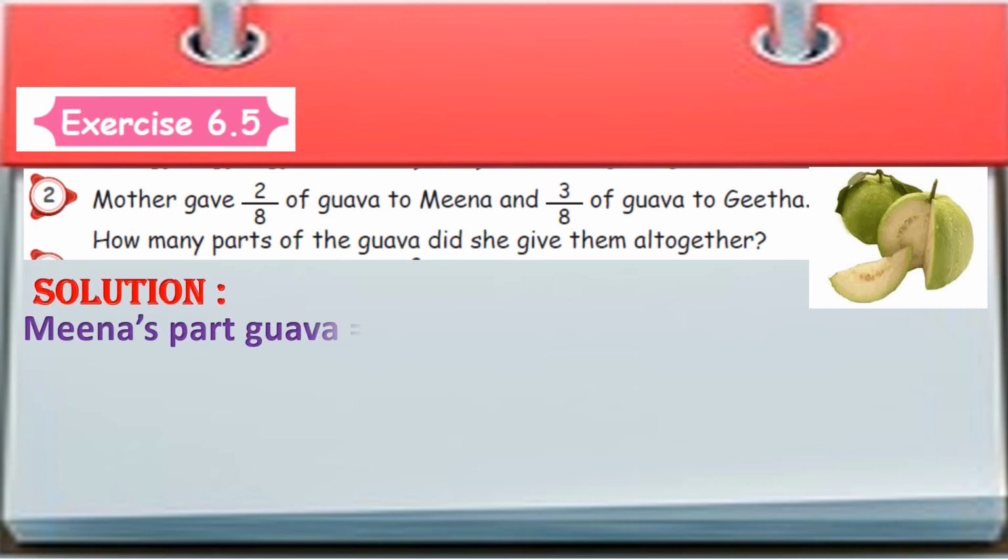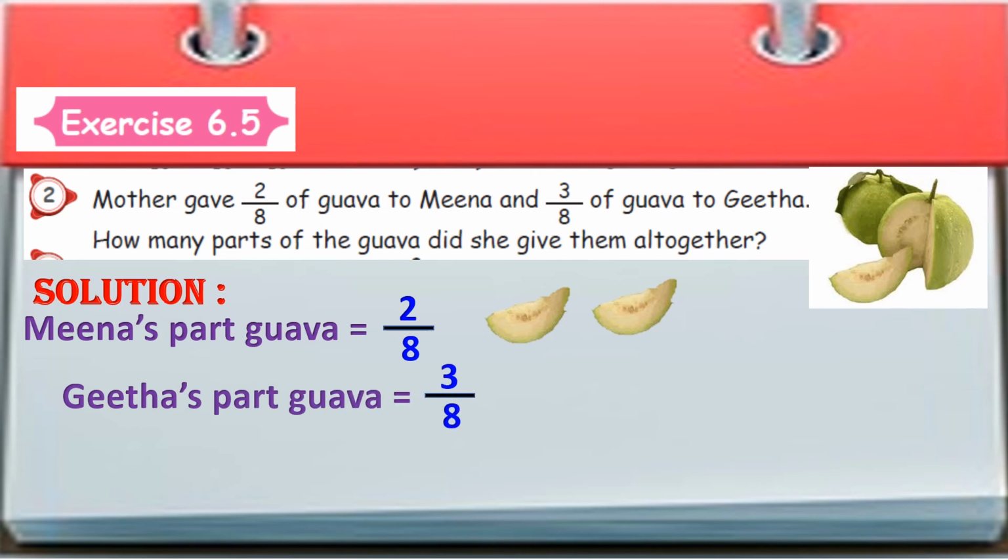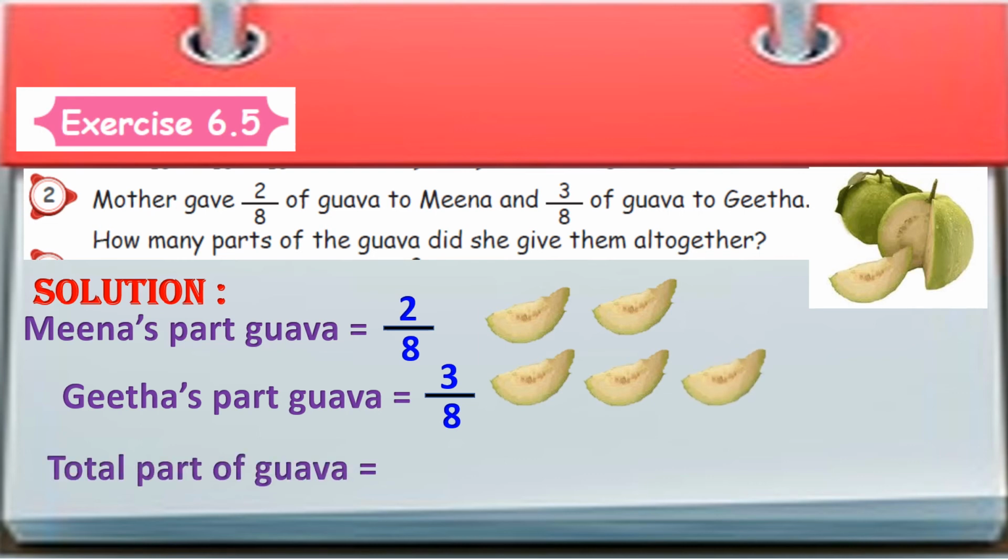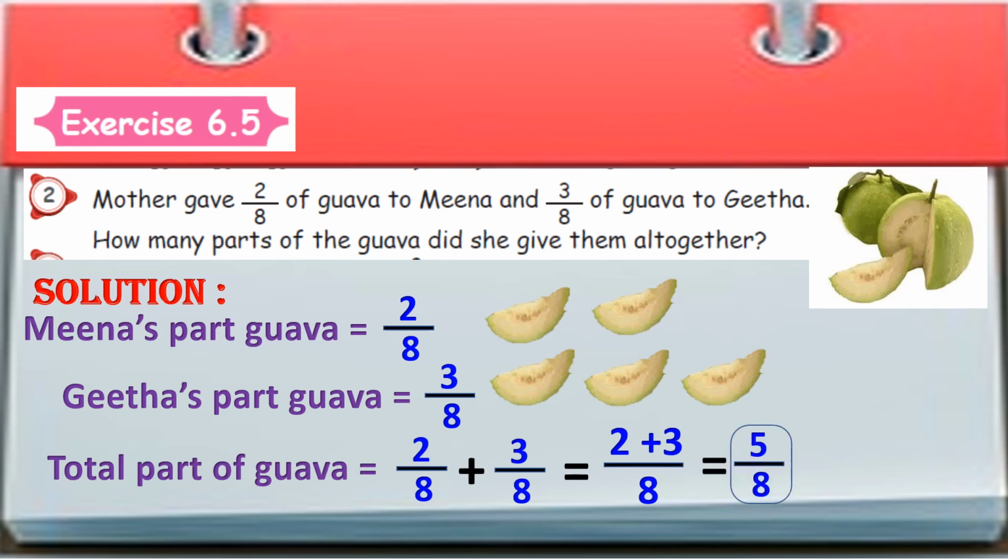So let us see the solution here. Meena's part of guava is equal to 2 by 8, that is 2 pieces. Clear? Geeta's part is 3 by 8, isn't it? So 3 parts, 3 slices. So total part of guava is equal to 2 by 8 plus 3 by 8. Here also we have the same denominator. So 8 at the bottom, 2 plus 3 is equal to 5. That's equal to 5 by 8. See here, 5 by 8 and the total number of pieces is also 5, isn't it? Hope you understand here.